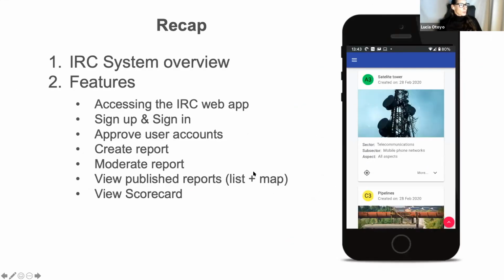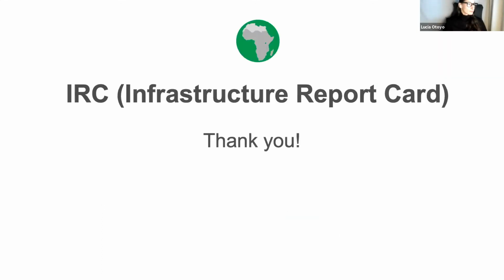So what we covered is a general overview of the system, how it works, and then we've looked at individual features: how we can access the application, how you can sign up for an account, how you log in, how users can be approved in the system, how the engineers create reports, how the reports are moderated, and then how the reports are viewed. We've looked at how the reports can be viewed in a list view or a map view, and the map view has different options as well. You can see the terrain. And then we've looked at the scorecard, and briefly mentioned how the scores are calculated. That's all from me.